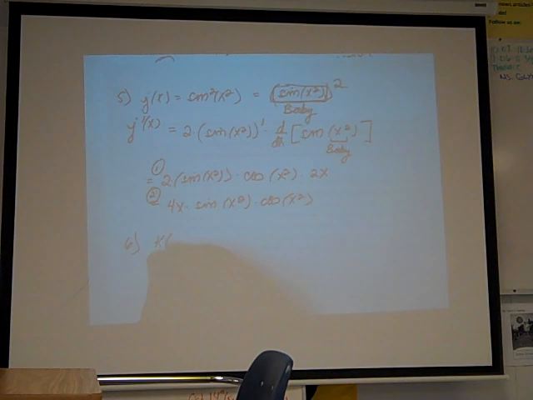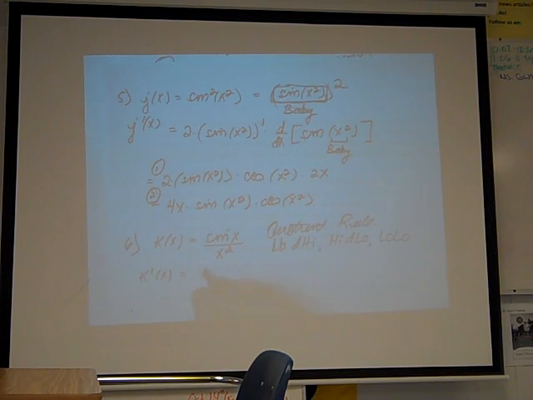Number 6, k of x is equal to sine of x over x squared. Okay, that one's not too bad. I see division. That's going to be a quotient rule. So, k prime, it's low d high, high d low, low, low.